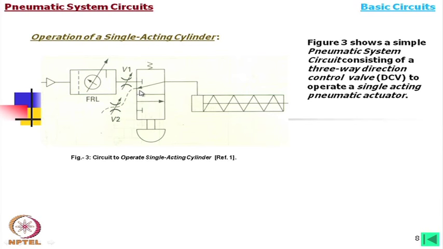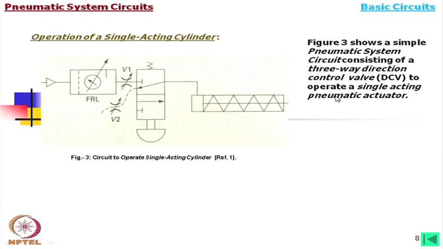Now, what happens? This is a simple pneumatic system circuit consisting of a three way, two position valve. This is called a direction control valve. In hydraulics, normally we use the word DCV with small letters usually. There is no harm, you can use capital D and C, but in pneumatics normally it is called DCV. We should not call it DCV valve, we call it DCV, that is direction control valve. Now, this direction control valve normally remains in this position. That means the air from this piston end is going to the atmosphere.